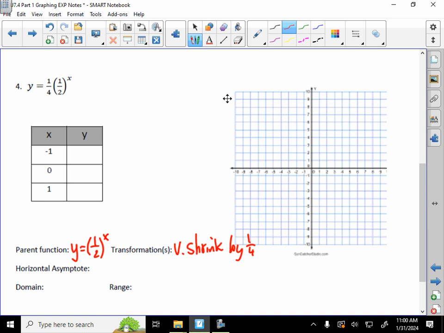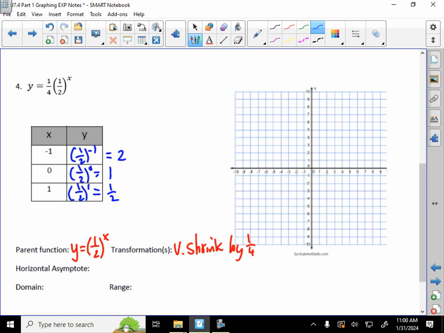All right, so putting negative 1 into 1/2 to the x power. Okay, so 1/2 to the negative 1 is going to actually be 2. 1/2 to the 0 power is 1. And 1/2 to the first power is 1/2.